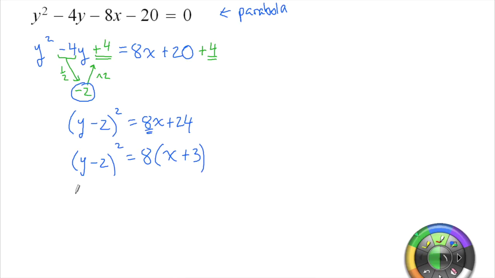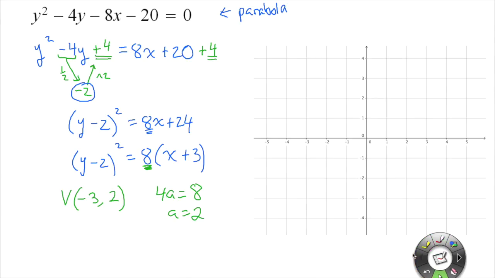And I know a little bit about the information from here. The vertex of this is going to be -3 for the x-coordinate, +2 for the y-coordinate, and I also know that 4a is equal to 8. Therefore, a is equal to 2. And I can graph this thing. So let's put our information into the graph.